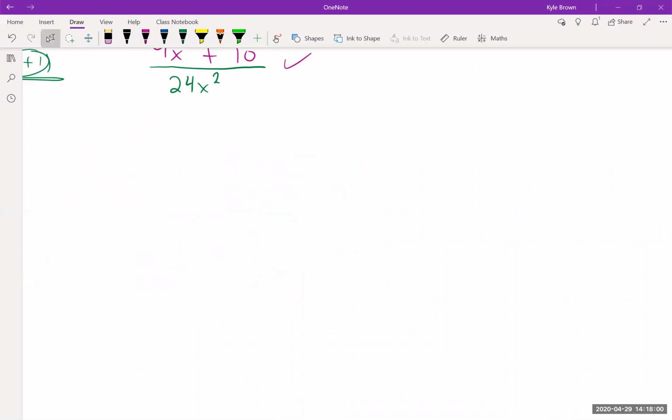So for this one, let's say we have 32 over x squared minus 16 plus 4 over x plus 4.